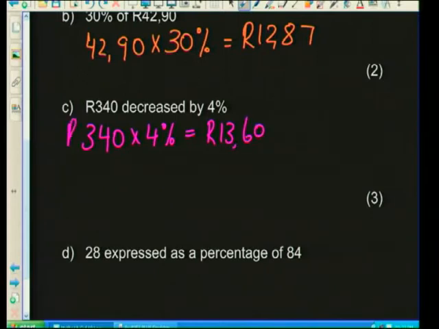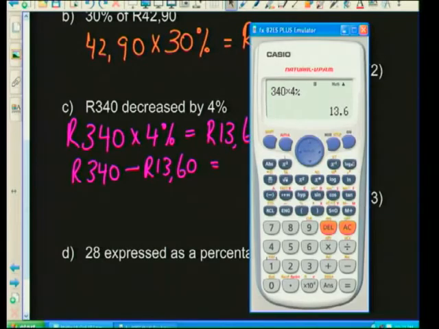And I'm decreasing it, so I need to take my 340 and I need to minus my 13 Rand 60. And I get an answer. Let's just minus that. 340 minus the answer I had in there, and it was 326 Rand 40.